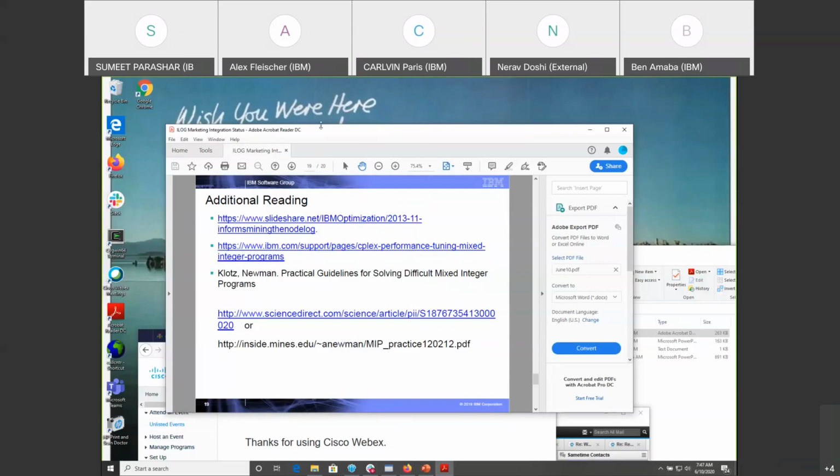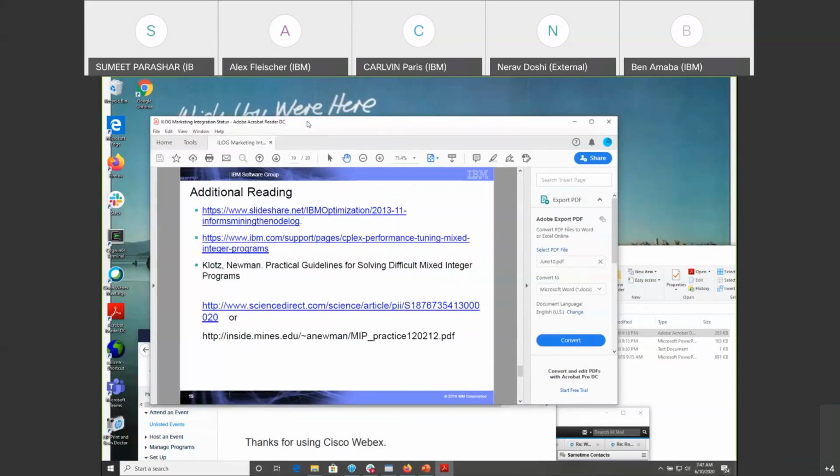So the first question I have is, how big a difference is there between CPLEX version 12.8 and 12.9? I'm currently using 12.8. Can I expect to get results faster by updating to 12.9? So maybe Ed or Xavier or Ferenc, can one of you answer that?